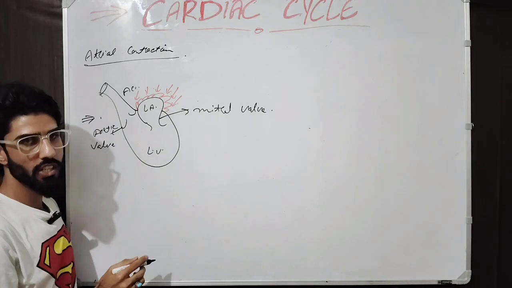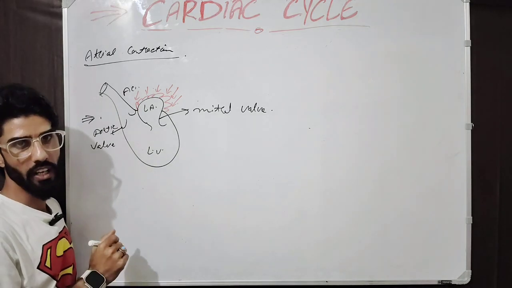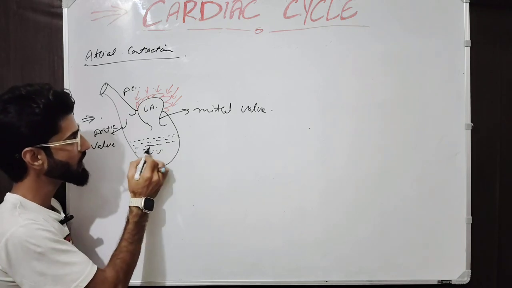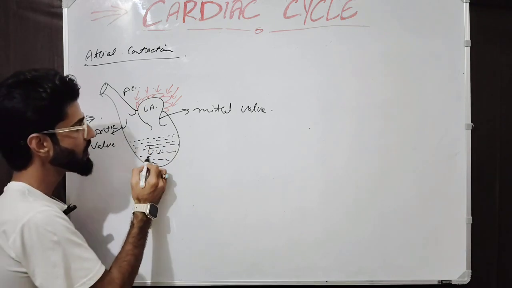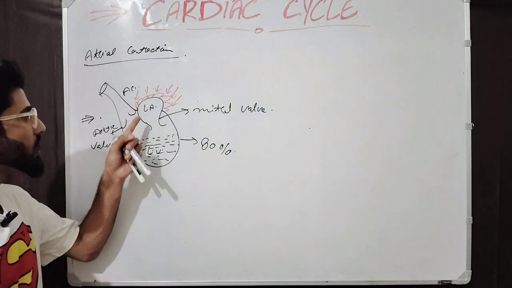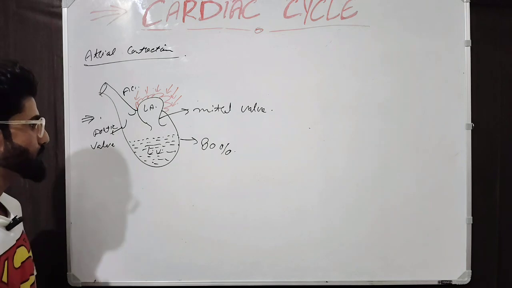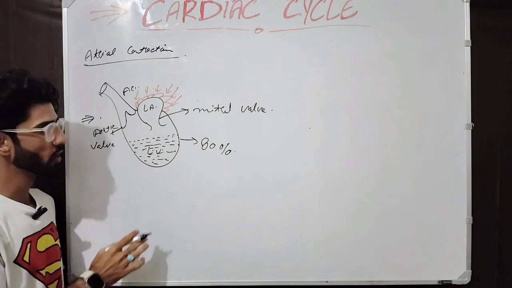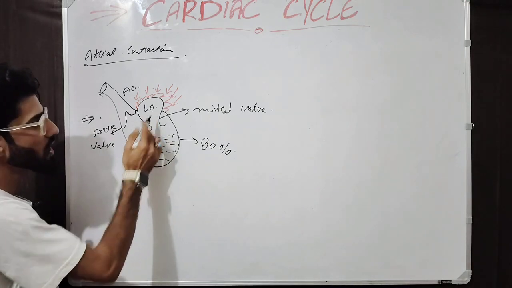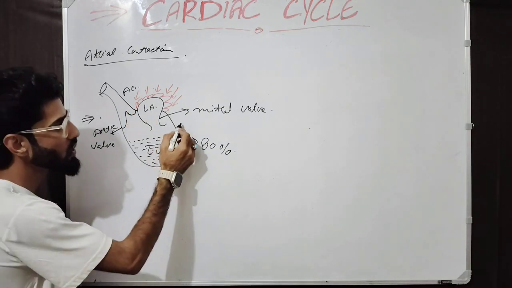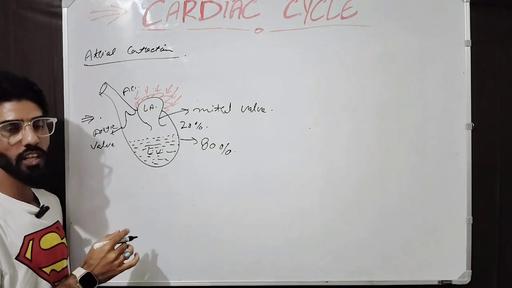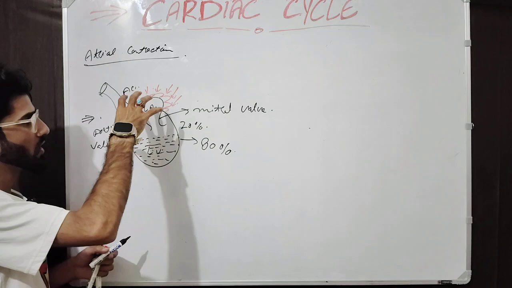During left atrial contraction, there is already passive filling. The left ventricle is passively filled to around 80%. This valve is closed during the left atrial contraction. When the left atrium contracts, it has to fill the remaining 20% of the cavity.